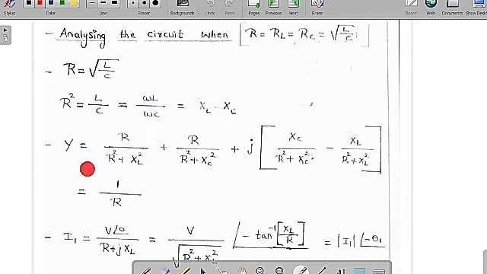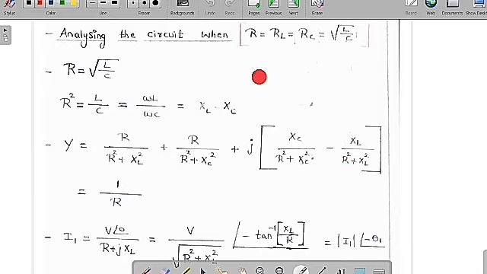And also here Y is equal to, I have already told you the general expression of the overall admittance of the circuit, which is RL by (RL square plus XL square) plus RC by (RC square plus XC square) plus j times [XC by (RC square plus XC square) minus XL by (RL square plus XL square)]. This is the basic general expression. But here RL is equal to R and RC is also equal to R, so I have made all the things equal to R.